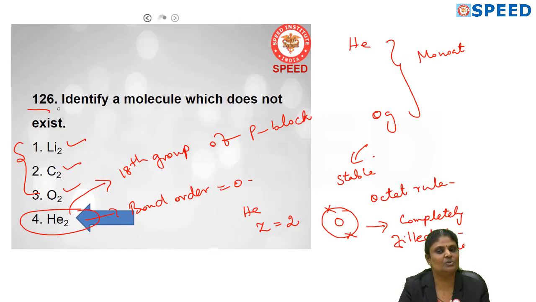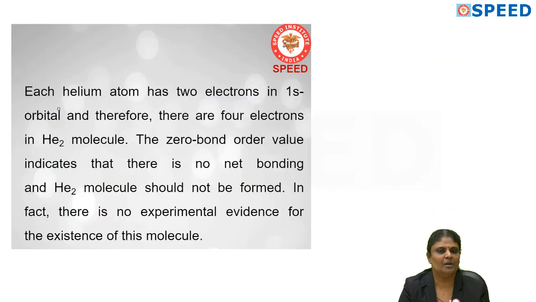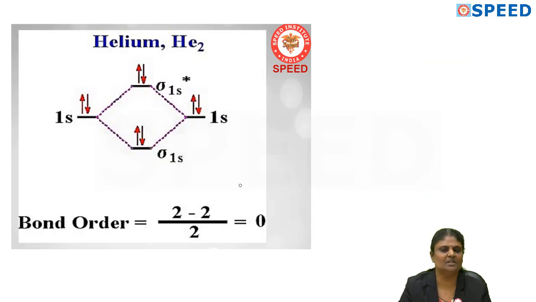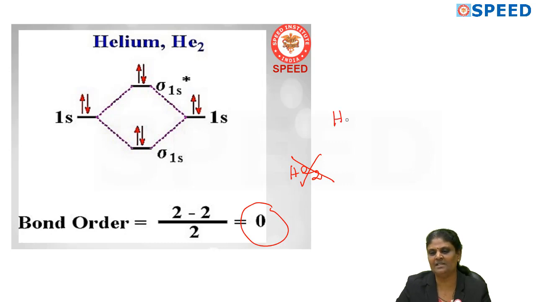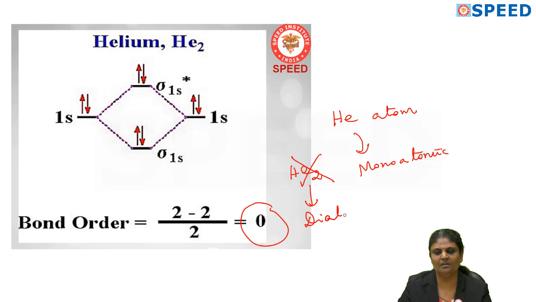Okay, and this is also again from the chemical bonding as well as the periodic table combination. So the bond order is 0. So this He2 molecular form does not exist. It always exists in helium atom form only. So this is monoatomic, but in your question this is diatomic, so this is not possible.